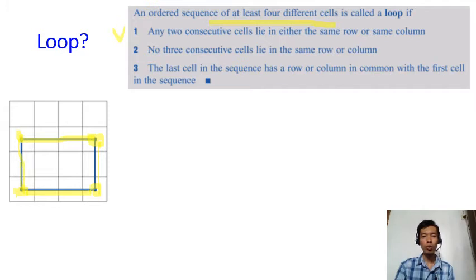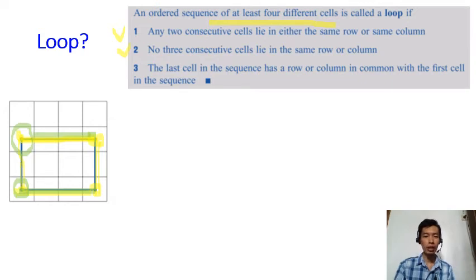The second one, no 3 consecutive cells. You don't see any 3 consecutive cells either in the same row or the same column. Check. The last cell in the sequence has a row or column in common with the first cell. So again, it's satisfied because let's say you start here and then you go there, and then the last cell will be that, which is in the same column. Wherever you start, the last cell will have either the same row or column as the first cell.